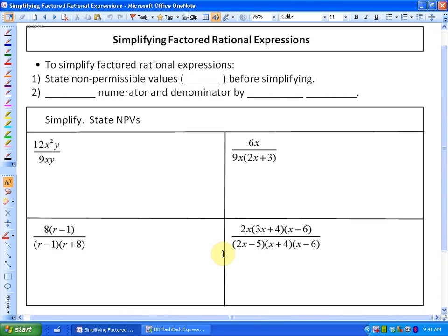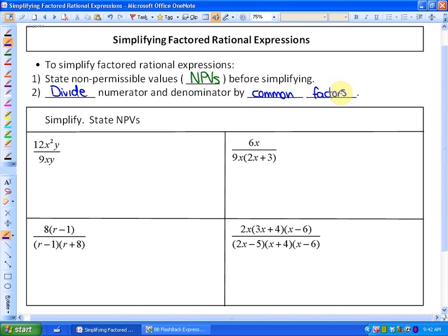Right, in this particular lesson, what we're going to be looking at is simplifying factored rational expressions. These rational expressions will already be factored. There are two key ideas to simplify factored rational expressions. One thing you have to do before you start dividing by common factors is state the non-permissible values, what we have been calling NPVs, before you simplify. And after that, all we do is divide the numerator and denominator by any common factors.